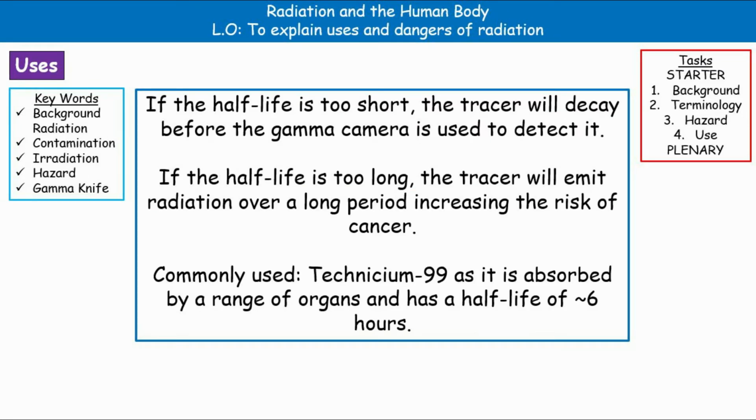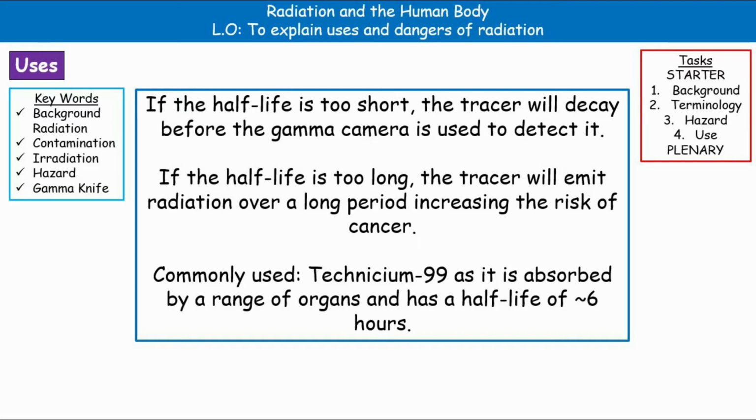Hopefully what we picked out is that we've got a couple of key things here. Firstly, we need to think about the half-life. Now, half-life, if you remember, is the time it takes for half of the radioactive nuclei to actually decay. If we pick an isotope where the half-life is too short, then our tracer will have decayed before the gamma camera is actually used to detect it. That's a problem, because you've just taken something into your body, but you then won't be able to see anything.